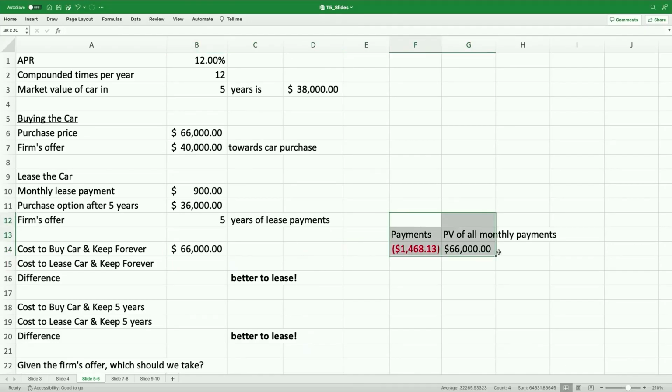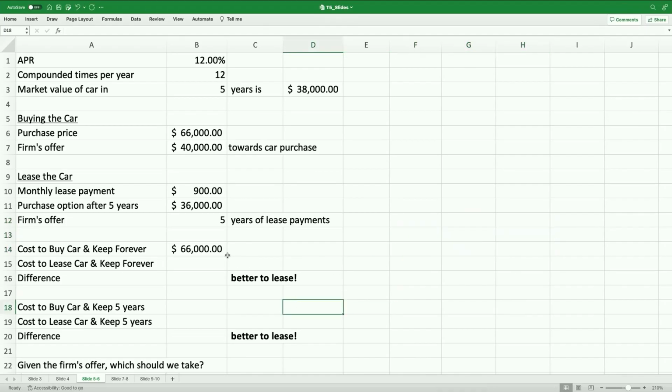So again, this wasn't important to the problem. It's just an aside, but I wanted to show it to you. Okay? So it doesn't matter whether we finance or we have the money today. In the case of buying the car, the present value of all the payments is $66,000. Okay. How about the cost to lease the car and keep it forever?